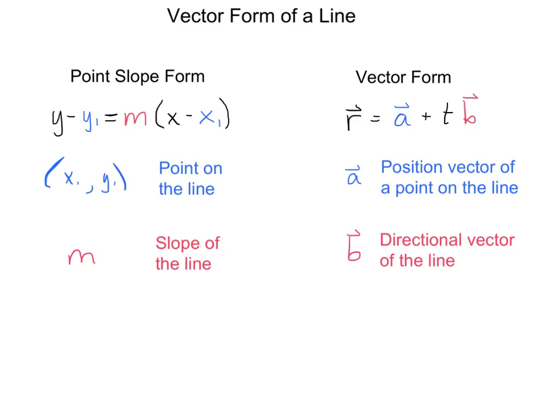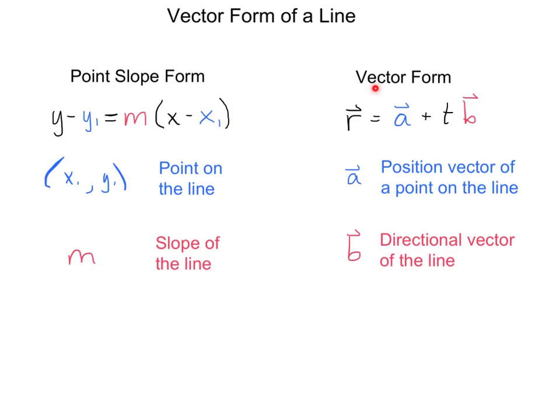Recall that with point slope form of a line, you need two things to write the equation of a line. You need a point that's on the line, that's x1, y1, and you need the slope of the line, which we're calling m. You plug those things into point slope form just like this, and this gets you an equation in a Cartesian form or a point slope form.